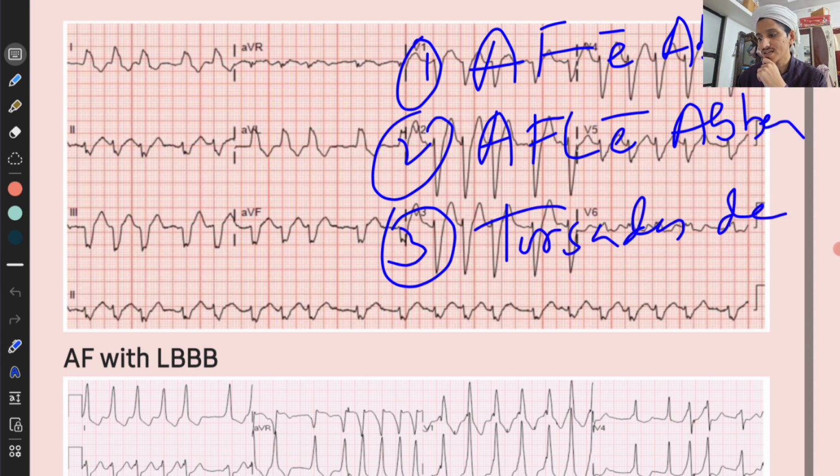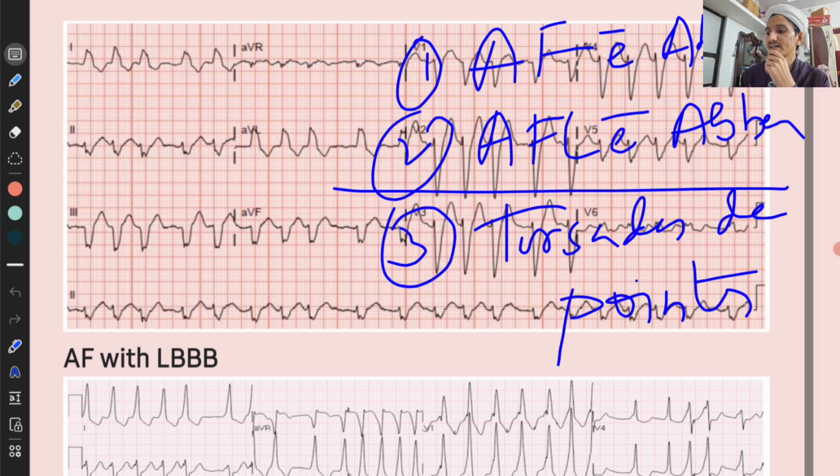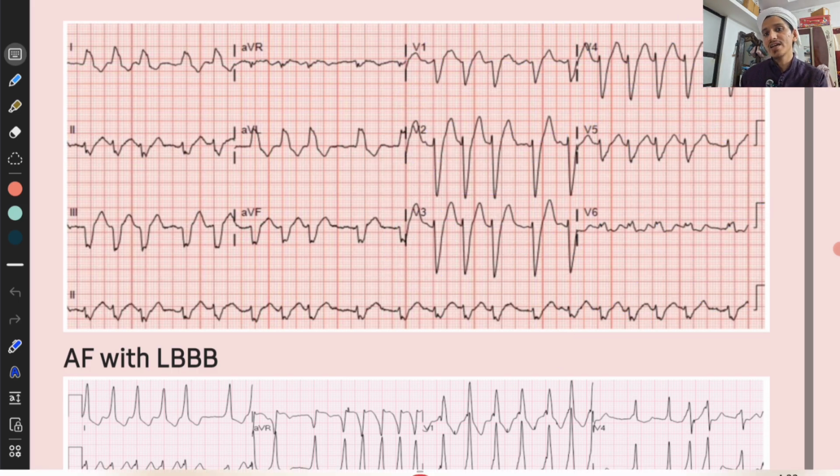Torsades de Pointes, you know the ECG. So you need to differentiate atrial flutter with aberrancy. What is aberrancy? Either there is coexistent LBBB, RBBB, or an accessory pathway. Because the interval is irregular, it can be AF or AFL. This is not Torsades de Pointes. So how will you differentiate?